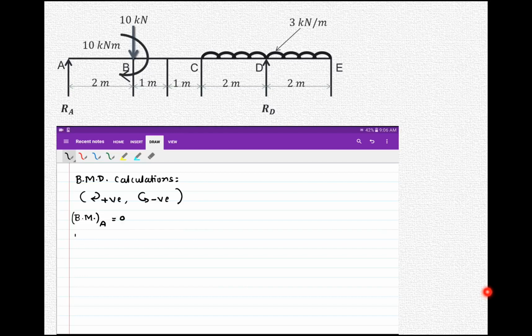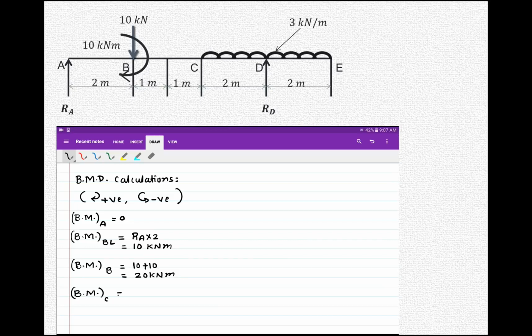Then bending moment at B left, so we have to take into consideration the effect of this Ra. Ra will produce clockwise moment about B, so that is Ra multiplied by perpendicular distance 2, so 5 into 2, that is 10 kilonewton meter. But there is already a bending moment acting at point B, so that we have to add. So this 10 plus 10 kilonewton meter is already acting over here, and it is in the clockwise direction, so therefore we have used this plus sign. So bending moment at B will be 20 kilonewton meter.